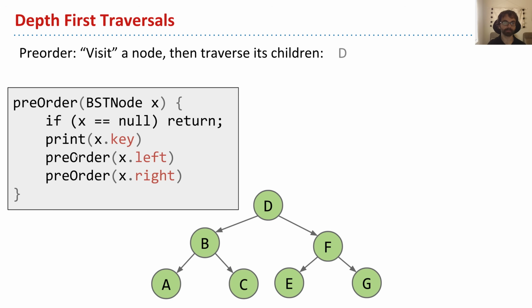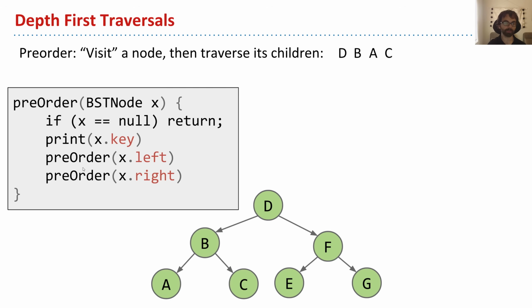The basic idea is you visit a node, and then you traverse its children, left and right. So for example, if I start at the root, I will visit D, I'll print it out, and then I'll pre-order traverse the left tree. So what's the root of this side? Well, that's B. So in that case, we print it, and then we traverse the left side. When we get here, we visit this node, then you traverse its left and its right. Those are both null. So then you go back up. You finished B, and so now you need to pre-order traverse the right side.